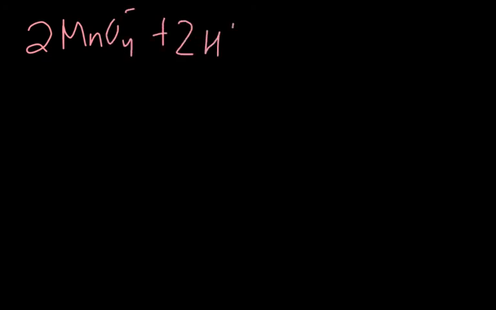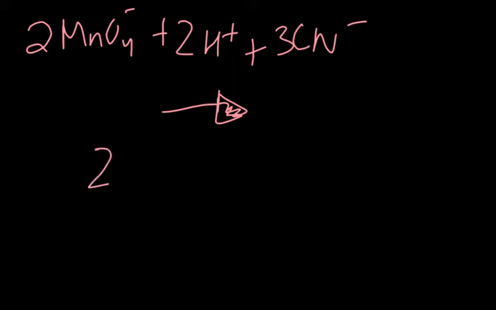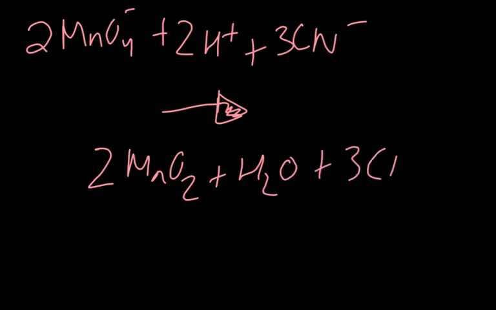Alright, so after we've cleaned up our equation, we will end up with 2MnO4 minus plus 2H plus plus 3 CN minus. Remember, that water molecule is no longer on that side. Then we have 2MnO2 plus H2O plus 3 CNO minus. Cool.